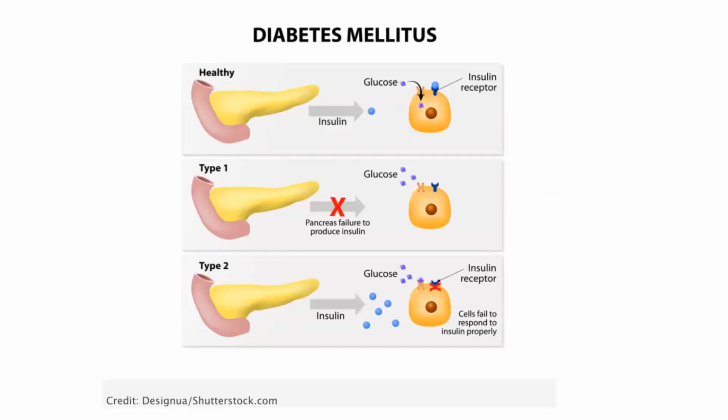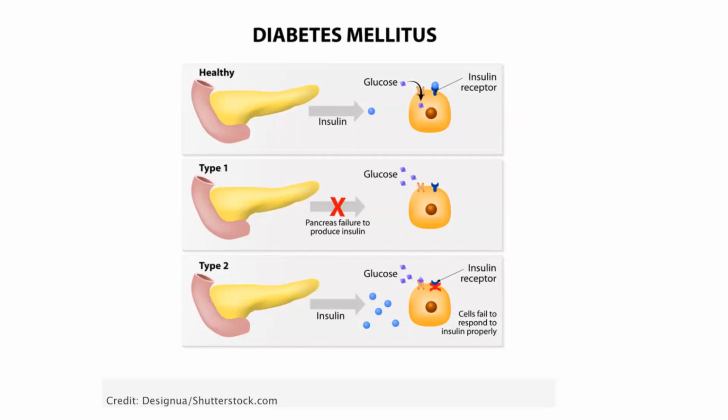In this diagram, we see how a healthy pancreas releases insulin, binds to the insulin receptor on a cell, and allows glucose to enter the cell. In type 1 diabetes, unfortunately, there is no insulin being produced, so there is no way that the insulin can bind to a receptor and allow glucose to enter the cell.